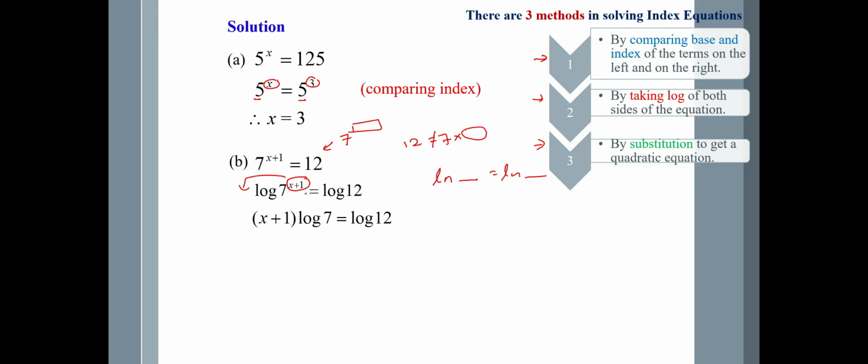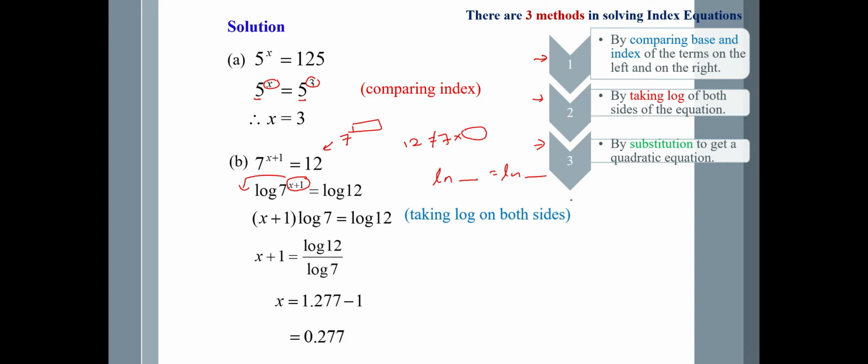Well, why do you have to do that? It's because the value of x that we want to find is at the power or at the index. So why do you have to put log both on the left and right side? Because you want to bring x to the front. So that's why we use the property of log to bring it down. Now we can just solve as always. To find x, just bring plus 1 to the right side. And then the final answer is 0.277.